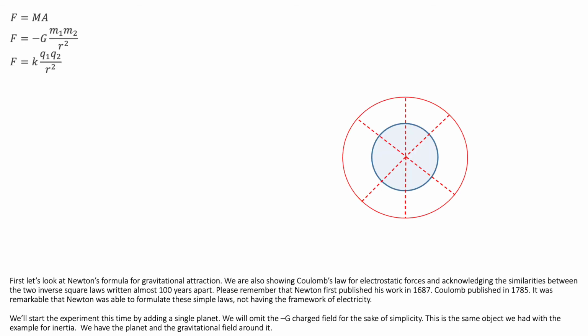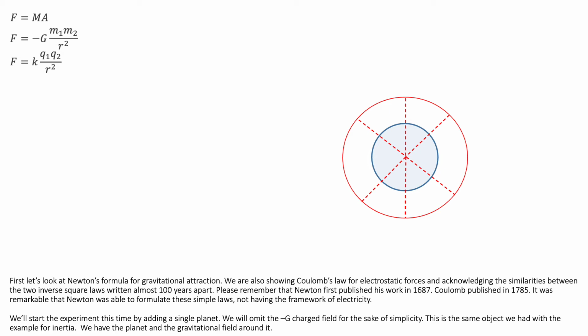First, let's look at Newton's formula for gravitational attraction. We are also showing Coulomb's law for electrostatic forces and acknowledging the similarities between the two inverse square laws, written almost 100 years apart. Please remember that Newton first published his work in 1687. Coulomb published in 1785.